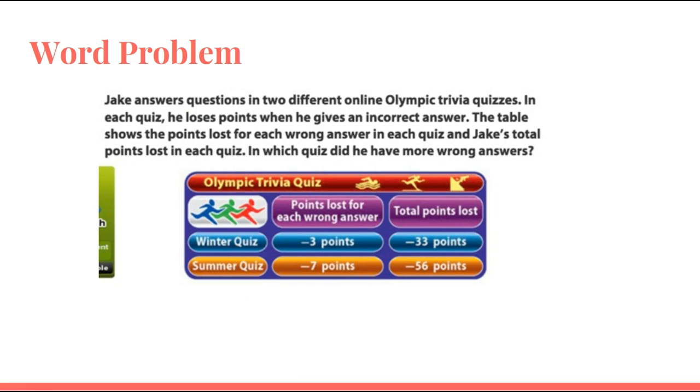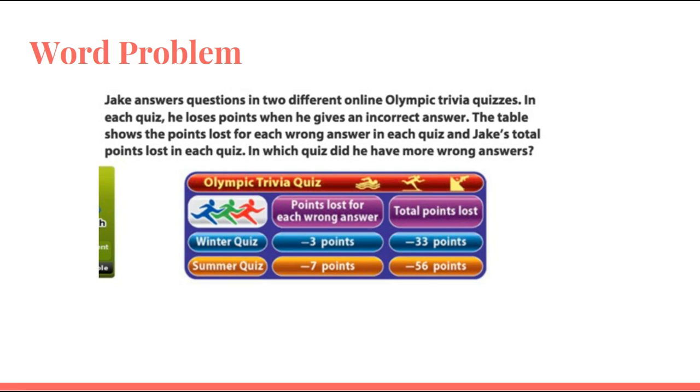Our word problem states, Jake answers questions in 2 different online Olympic trivia quizzes. In each quiz, he loses points when he gives an incorrect answer. The table shows the point loss for each wrong answer in each quiz, and Jake's total points lost in each quiz. In which quiz did he have more wrong answers?